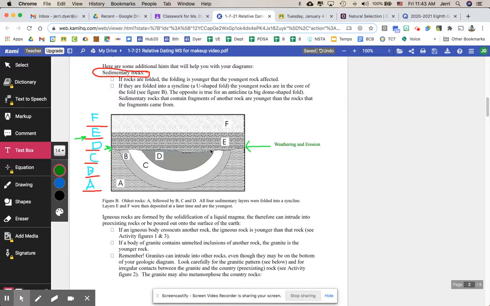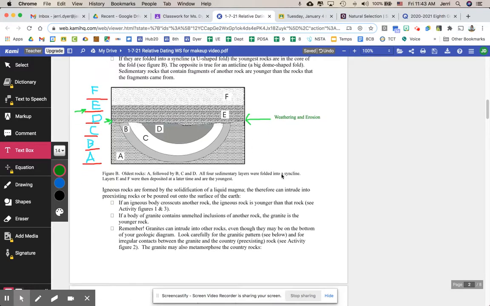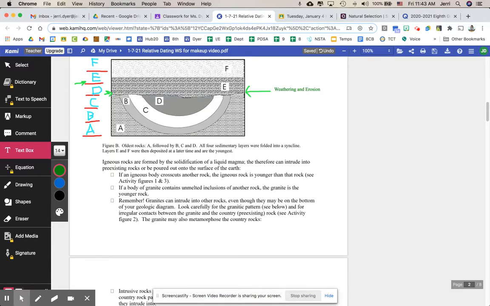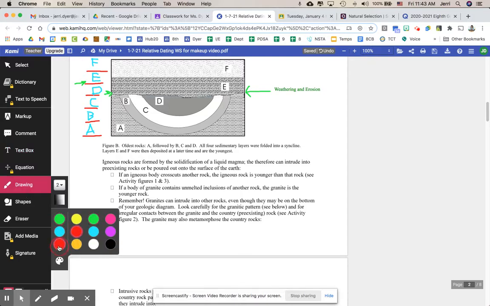All right, so that took off the top layer here, and then at some later point in time, E was deposited on top. All right. The next group that we're going to talk about will be igneous rocks. So here is our igneous rocks part.